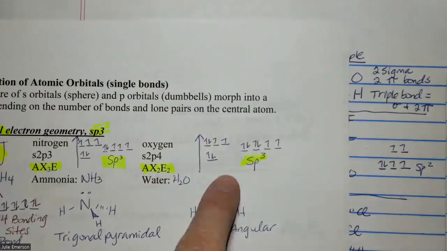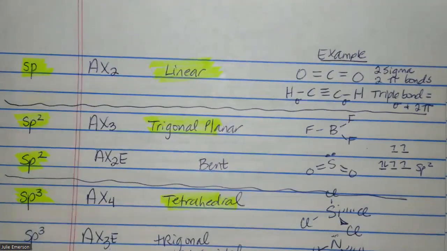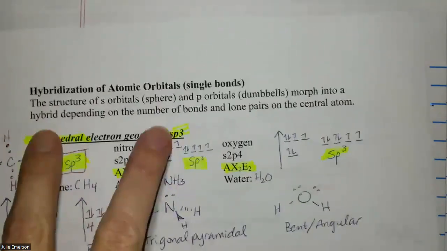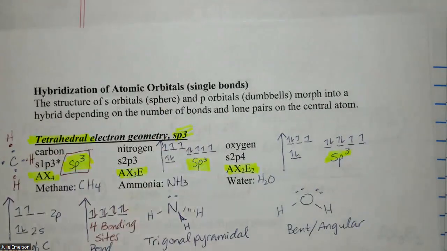I don't think you have to know this, but I was always a person to ask why. Why is that the way it is? I still do that. So that's why I like knowing this. But if you don't want to know that, don't worry about it. I just need you to tie the electron group geometry to the orbital hybrid.